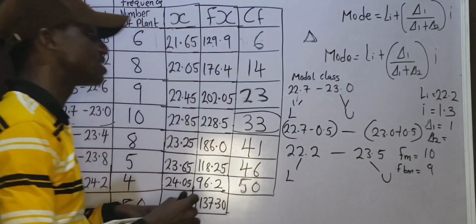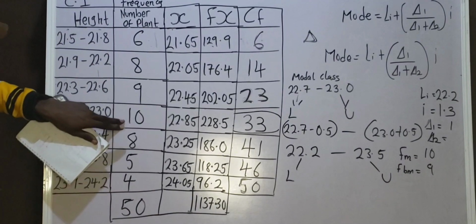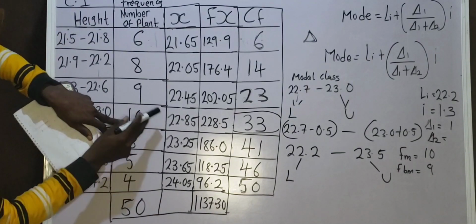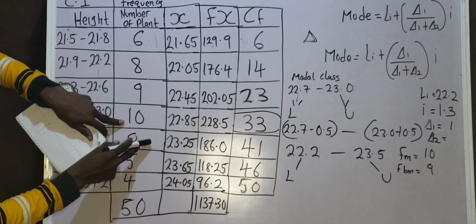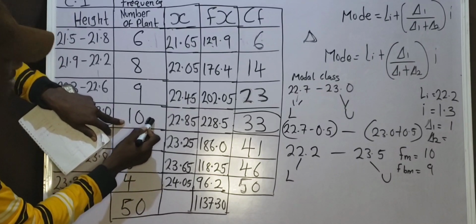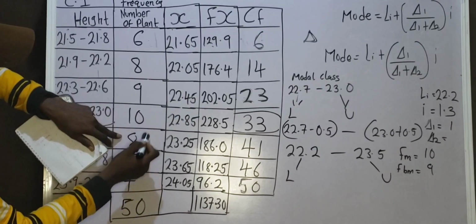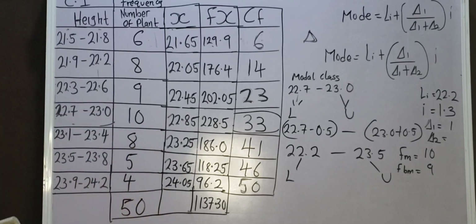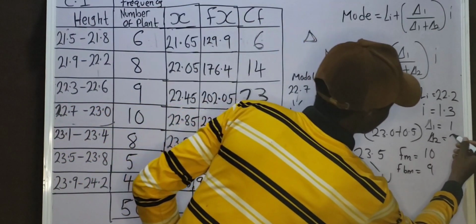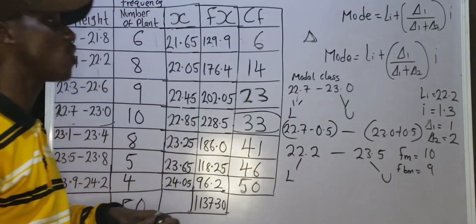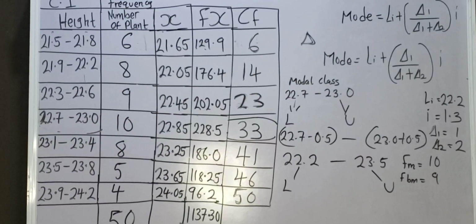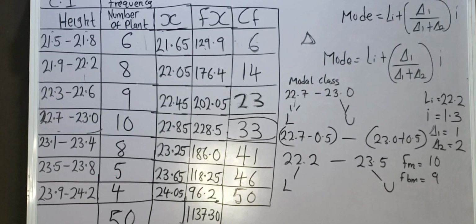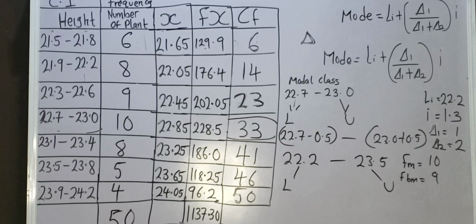Delta 2 is the difference between the frequency of the modal class and the frequency after the modal class. You understand? So the frequency of the modal class is what? 10. The frequency after the modal class is what? 8. So I'm going to have 10 minus 8. So 10 minus 8 is what? 2. So delta 2 is 2. Do you understand how I got all the parameters? So having gotten all the needed parameters in the formula, we can now proceed to use the formula to calculate the mode of the data.